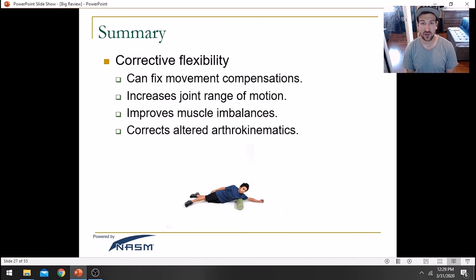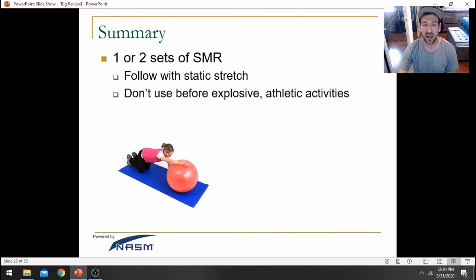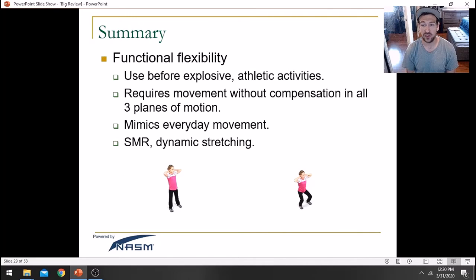The 3 ways that we address flexibility, the 3 tools that we have in our OPT template are going to be corrective flexibility, active flexibility, and functional flexibility. Corrective flexibility is what you're going to use in level 1, the stabilization level. That's going to consist of SMR and static stretches. Active flexibility is going to be in level 2. That is the strength level. That is going to use active isolated stretches. Then in level 3, we're going to do functional flexibility, which will consist of dynamic stretches, and that's going to be in the power level.